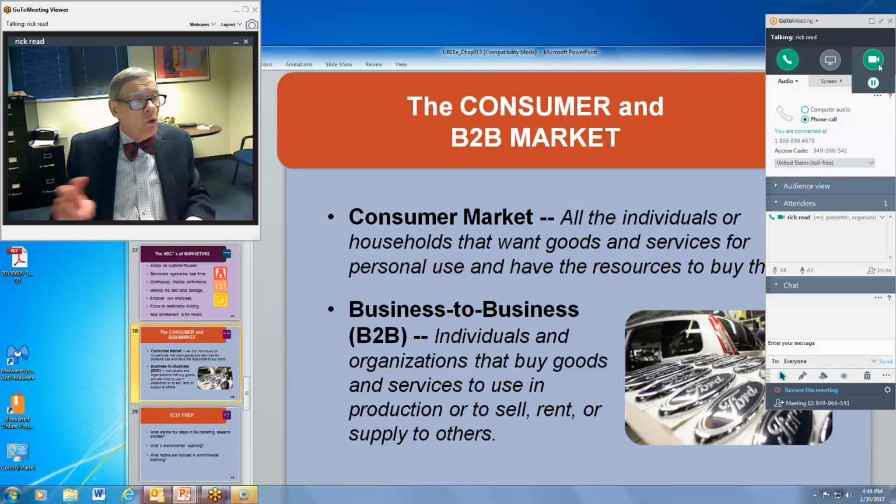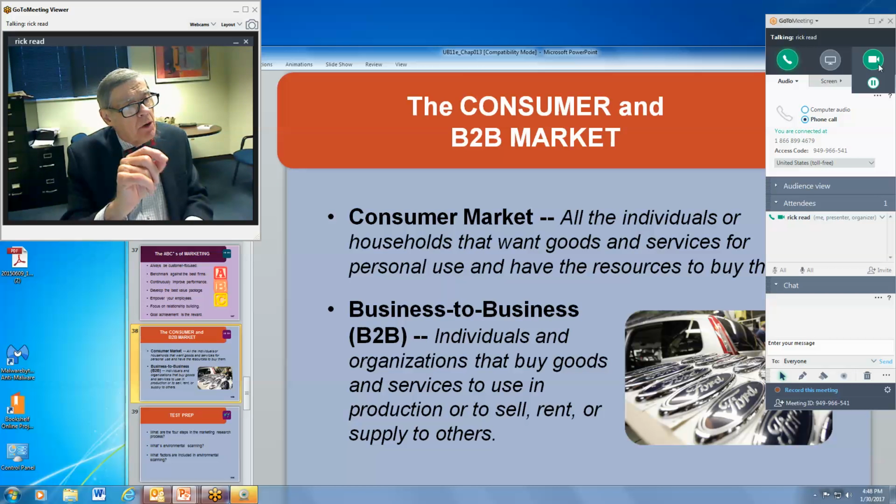There are only 2 markets. It's either the customer market, consumer market actually is the term I use, but customers is fine. Consumer's better, and I'll explain why in a second. And then we have the B2B, because both of these are customers.